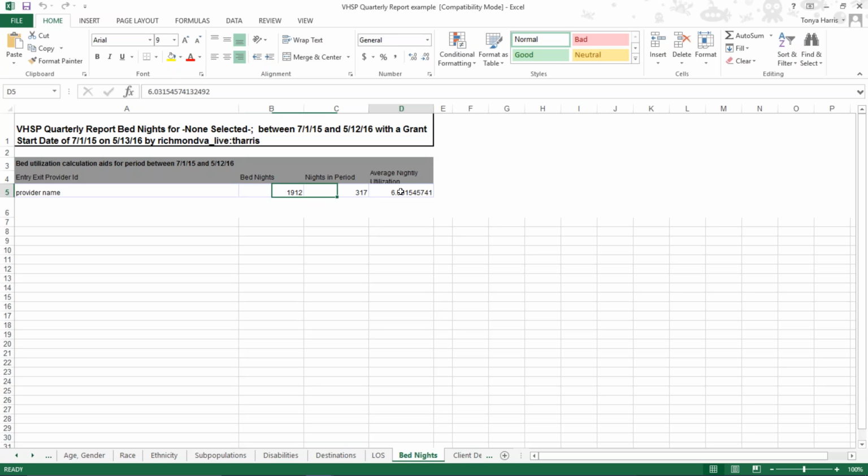And it looks like on average that they had 6 people per night. Okay? That seems low to me as an average. That might be questionable, because if you have a 20-bed facility and you're averaging 6 a night, you're way less than half full. So that's intriguing.